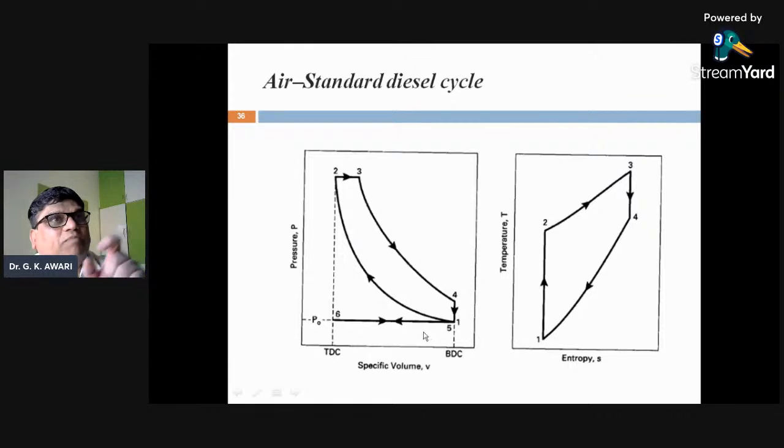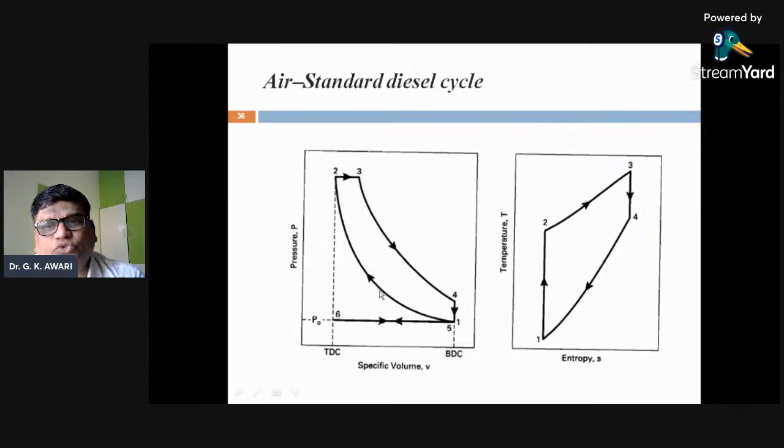In the case of the spark ignition engine, try to look at my statement: the fresh charge, an air plus petrol, air plus fuel mixture, is sucked inside the cylinder. Now, in the case of the diesel engine, only air is sucked, which means air is provided in the suction stroke into the cylinder of the engine.